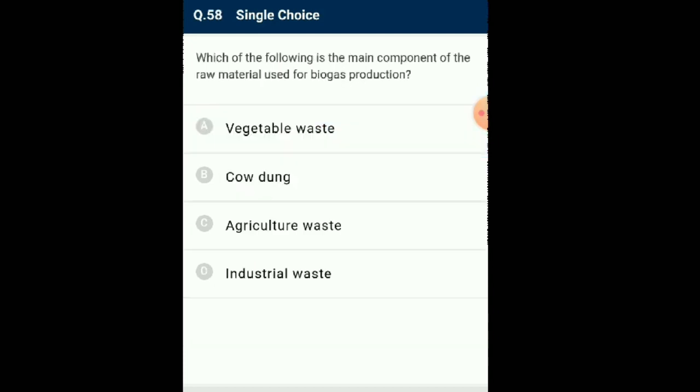Question number 58. Which of the following is the main component of the raw material used for biogas production? Biogas is produced from vegetable waste, industrial waste, and organic agricultural waste. Still, the significant component of biogas production is cow dung, as biogas is also known as gobar gas. So the answer for this question is option B, cow dung.